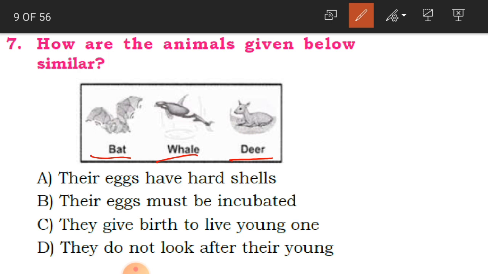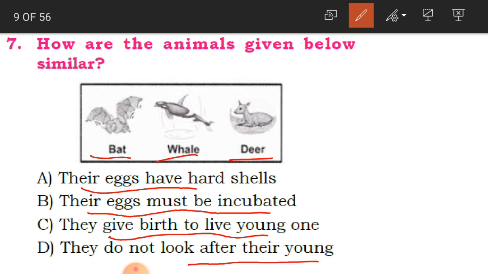In the sense, they are similar to each other. They have the same quality, same feature, same character. So what is that? A option is their eggs have hard shells. B is their eggs must be incubated. C option is they give birth to live young ones. D option is they do not look after their young ones. Okay children, so which will be the correct one?